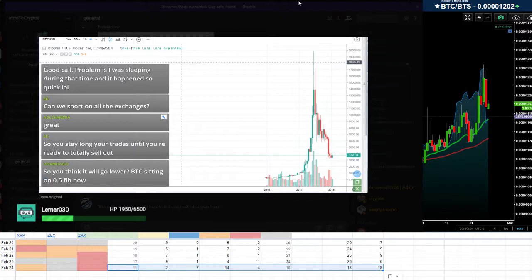Oh, there, look at that. Do I think it'll go lower? Bitcoin is sitting on the Fibonacci, the 0.5 fib now. Look at this chart that Olscott shared in our Discord. He says, just to keep the perspective, this is the monthly bars. Look at how it went up.